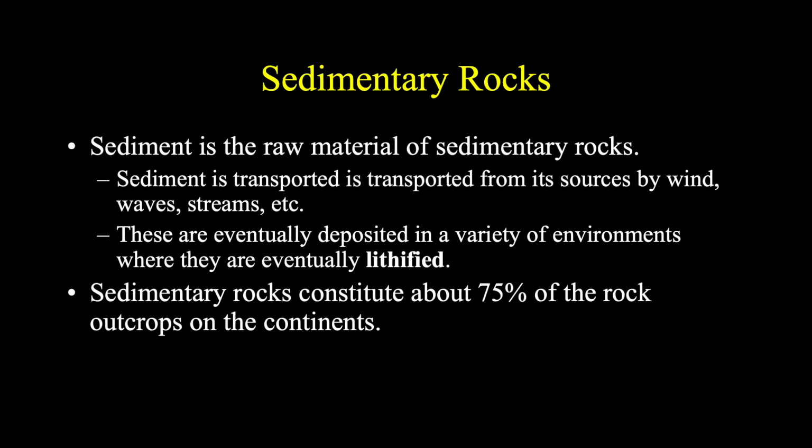Sedimentary rocks constitute 75% of the rock outcrops on continents. So as you look out at places where rocks are exposed, where the bedrock is exposed at the surface, 75% of those rocks that you're going to see will be sedimentary rocks. There are different types of sedimentary rocks that we will be looking at as we go through this. There are three main groups. We have detrital or clastic sedimentary rocks, chemical sedimentary rocks, and organic sedimentary rocks.